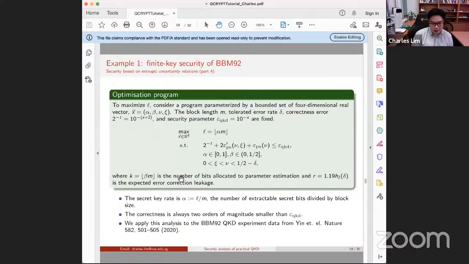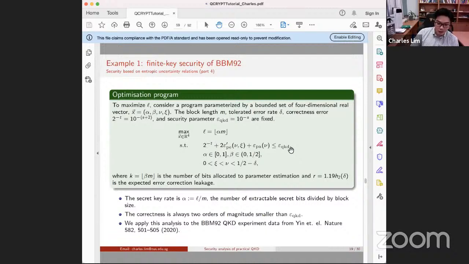So how do you optimize the key rate? This is the algorithm that you use, where you would like to maximize the key length, right? And you can actually characterize the key length in terms of some ratio alpha. And alpha here is what normally people will refer to as the secret key rate. The definition for this is just the number of extractable secret bits they can have divided by the total block size that you define as the protocol parameter, right? So these are the constraints that we have.